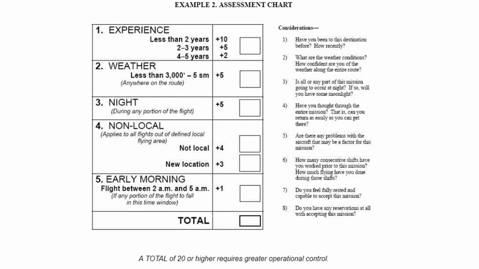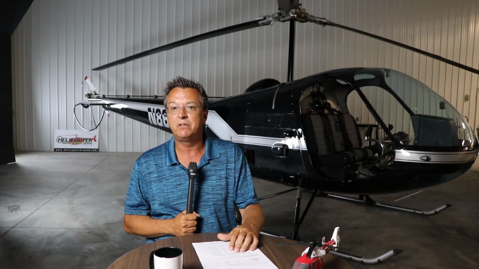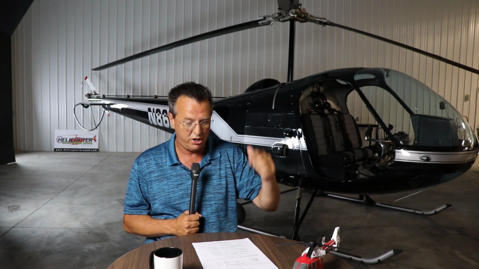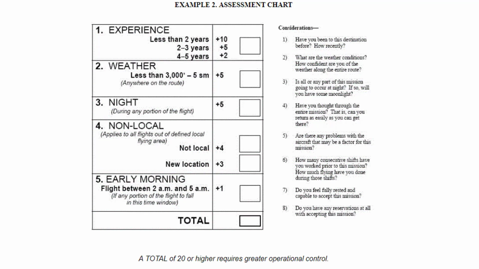The next is weather. Less than 3,000 feet and less than 5 statute miles is a plus 5, okay? Most of us that are experienced can agree that you could get into trouble in this situation. Night, during any portion of any flight, is an automatic plus 5. It means the risk factor goes up at night, 5 no matter what. No matter anything else that's going on, you're getting a 5 if it's at night. Non-local, plus 4.